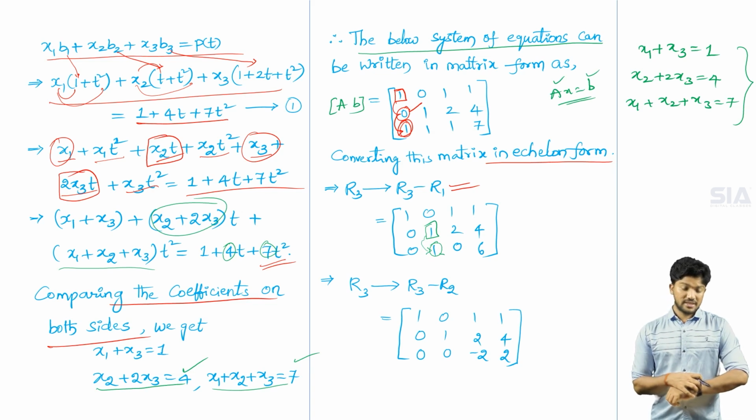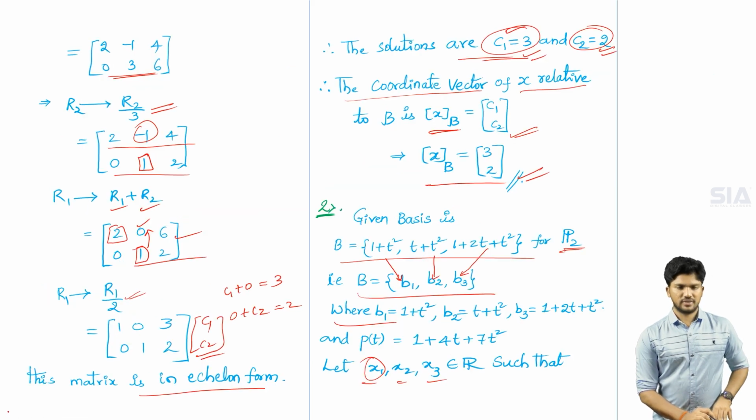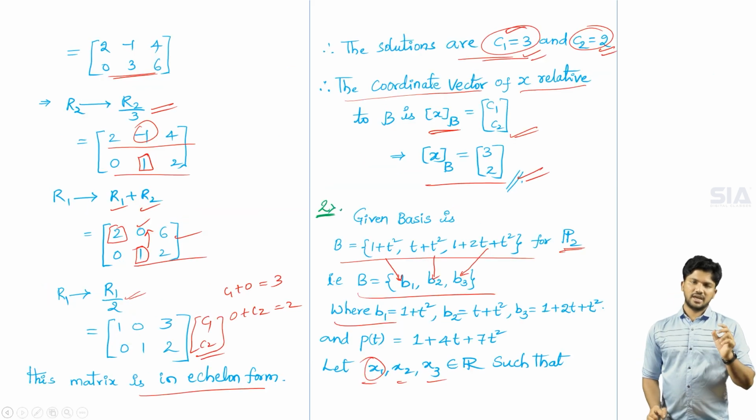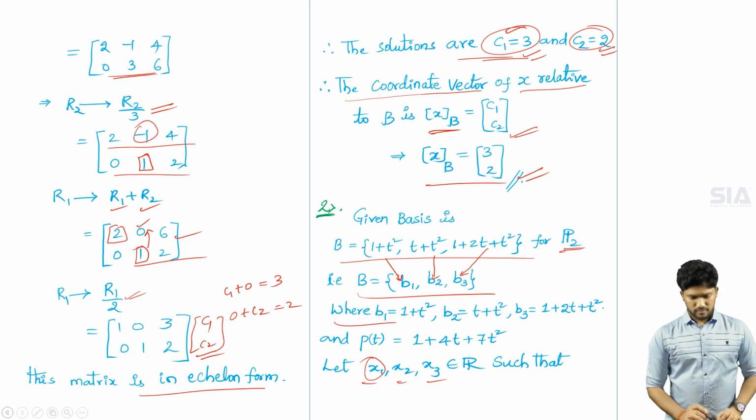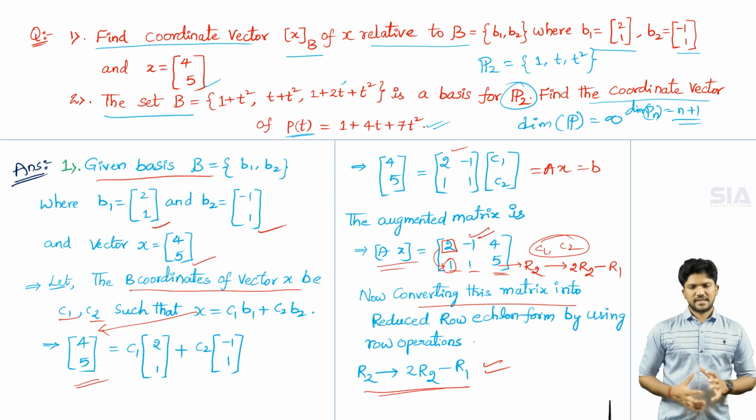This concept is very, very important for the short answer purpose. Definitely you will get one short question, or a long answer, on the B coordinate vector of a vector small x. So this is the total explanation of this problem.